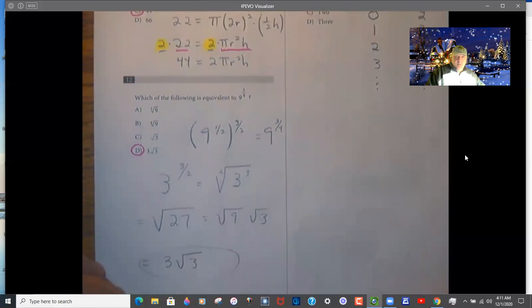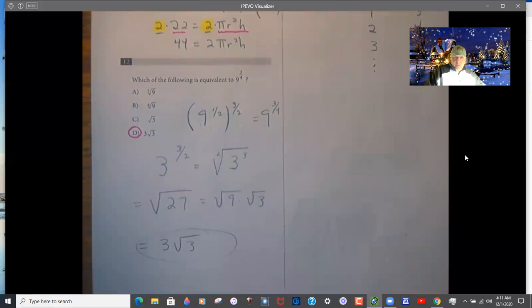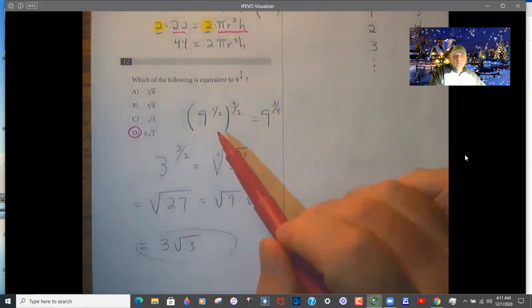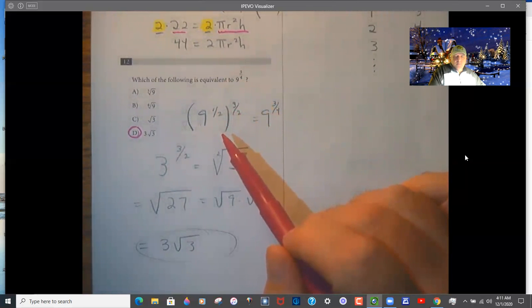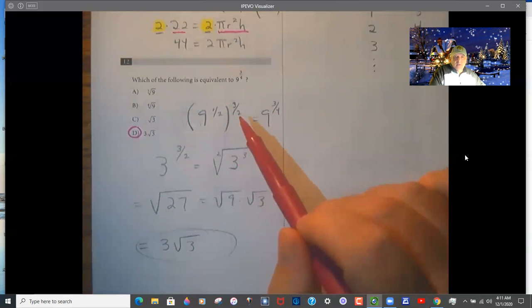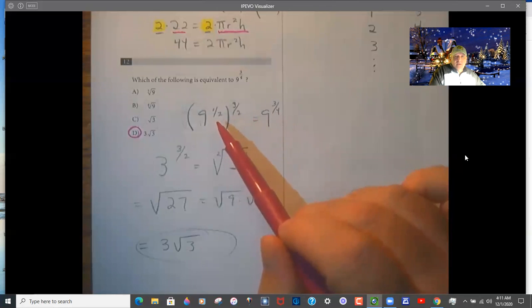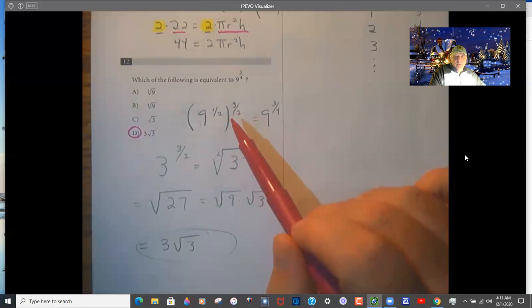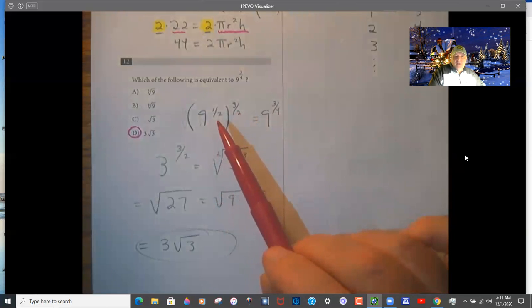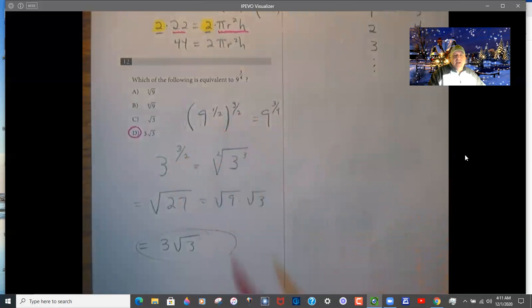Problem 12 I consider to be pretty hard because you don't have a calculator. So which of the following is equivalent to 9 to the 3/4? So the clever thing to do is to split this up. Okay, so like power to a power, you multiply those. So if you make the inside 9 to the 1/2, which is the square root of 9, then you can do this a little easier than usual. So the square root of 9 is 3, but you've got to know to do that, so that's what makes this a little bit harder.